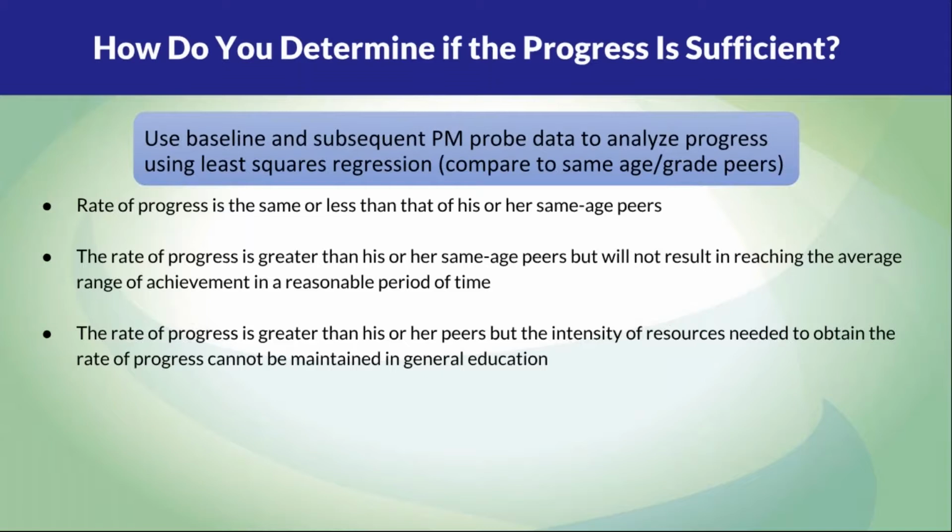The first is that the rate of progress is the same or less than that of his same age peers. So if the student that is being assessed has a rate of progress that is identical to or less in terms of the rate as the same age peers, then that student would meet the insufficient progress criteria of the SLD rule. You may be wondering, like, well, if it's the same as peers, why would you be eligible?